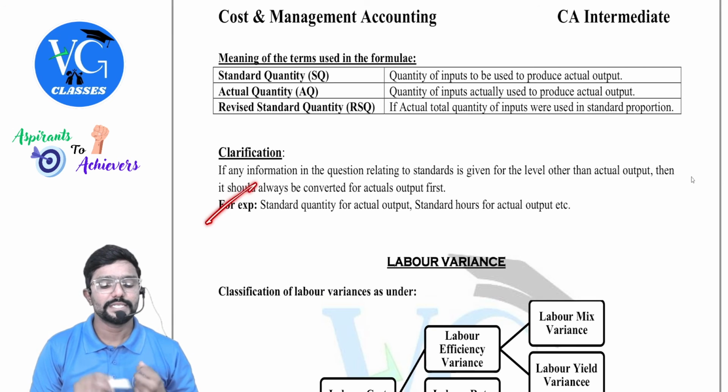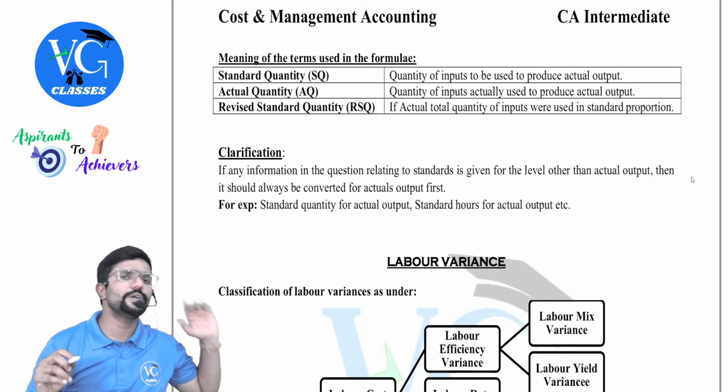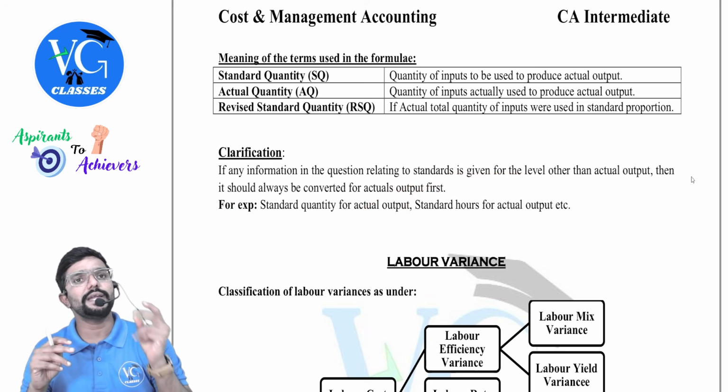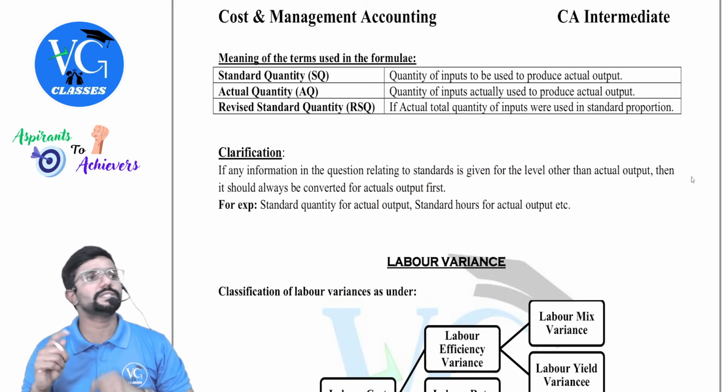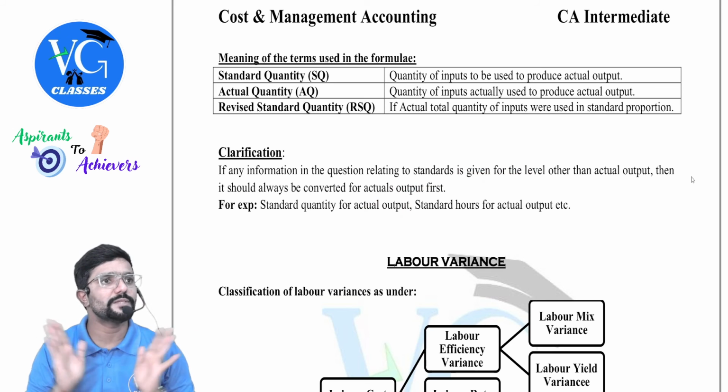For example, standard quantity should always be for actual output. When we go into the labor variance calculation, there we have something called hours. So standard hours should always be for what? Actual output. Guys, we are done with material.